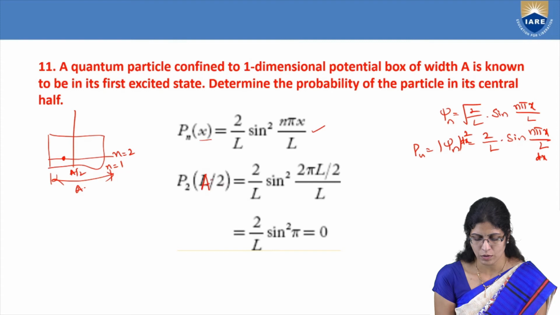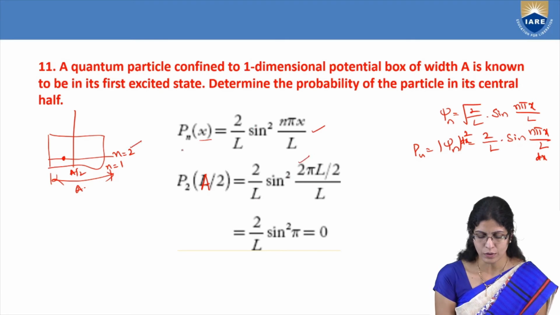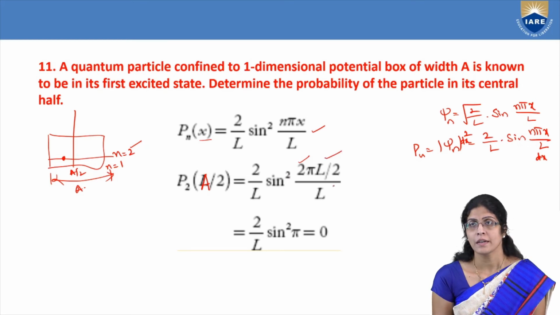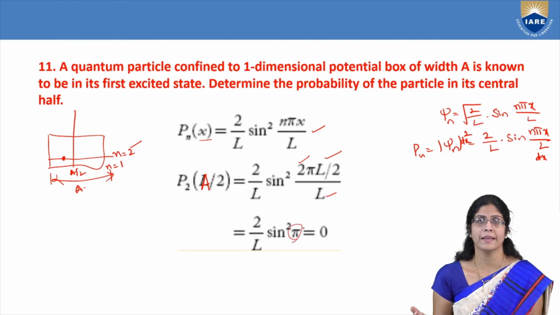That is, you can also write it as A by 2 is equal to 2 by L into sine square of, what is n is equal to? The order is 2. So n is equal to 2, pi. Where should you find out? X is what? L by 2. So L by 2 by L. Keep the L as it is. So what do you end up in? Sine square pi. You know sine square pi is equal to 0. Anything multiplied by it will be 0.